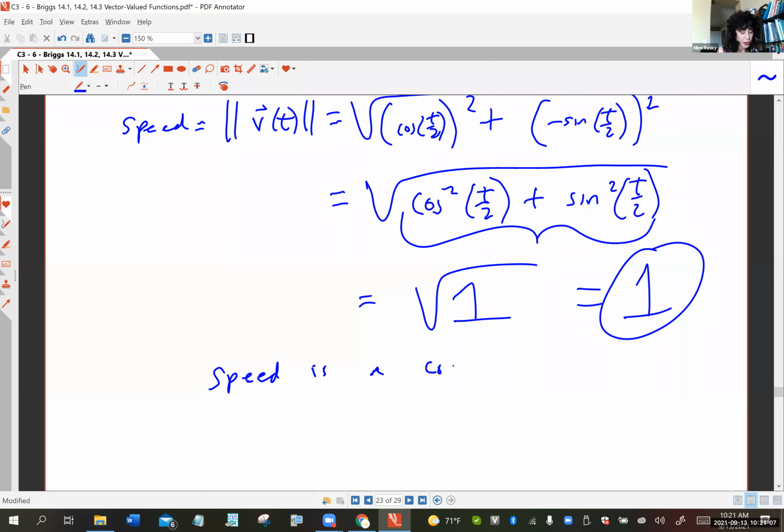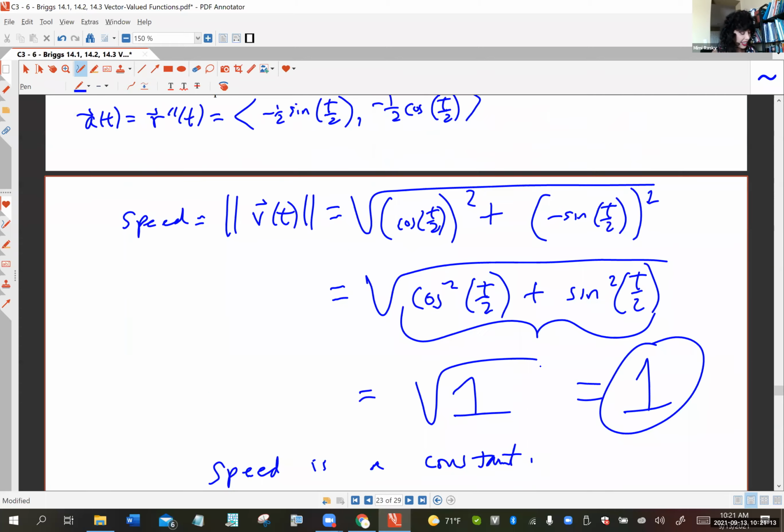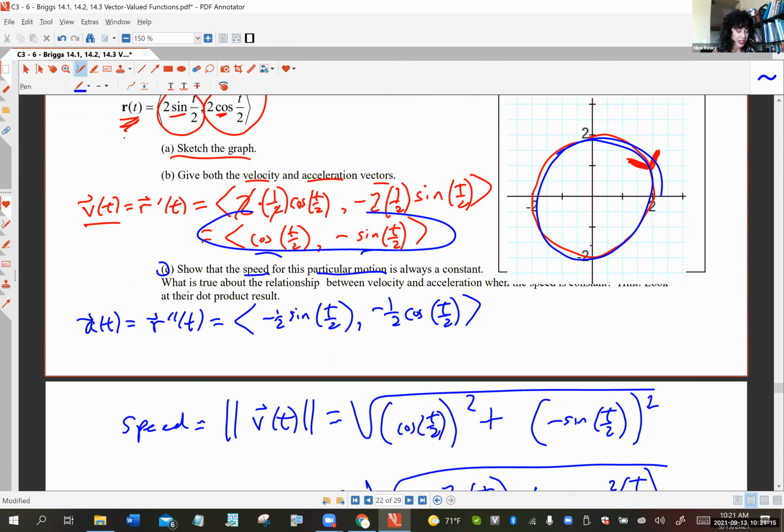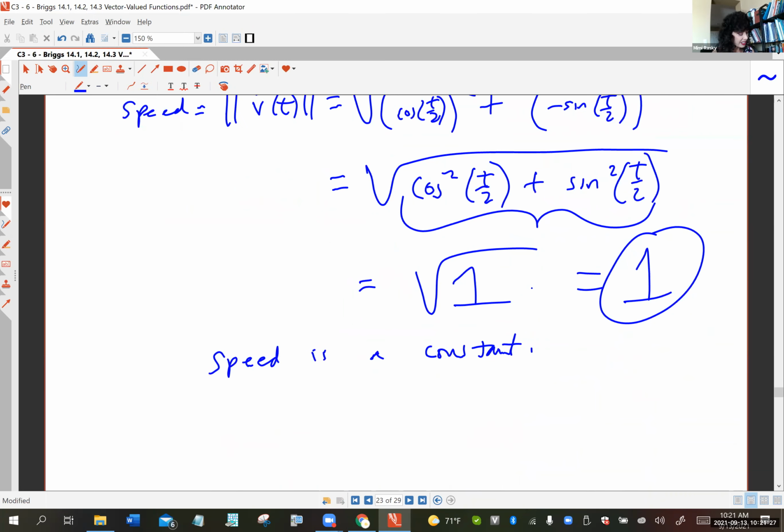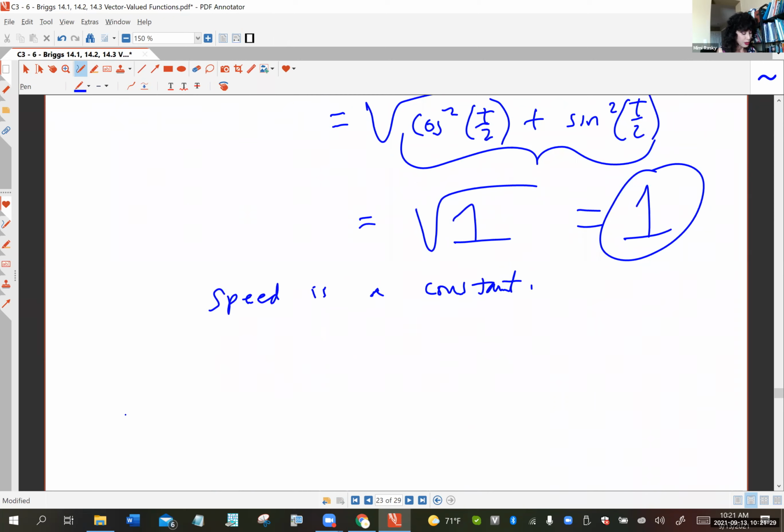Does that always happen? No. Do not think this is always going to be the case. That's dangerous. But for this one, yeah. And then the second part of the question, it kind of got blocked out there, is what is true about the relationship between velocity and acceleration when speed is a constant? So it gives us a hint. Look at their dot product results. So let's take the dot product of velocity and acceleration.